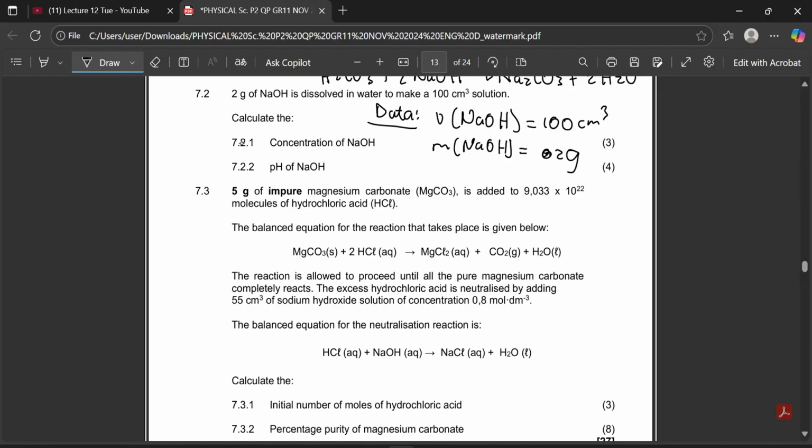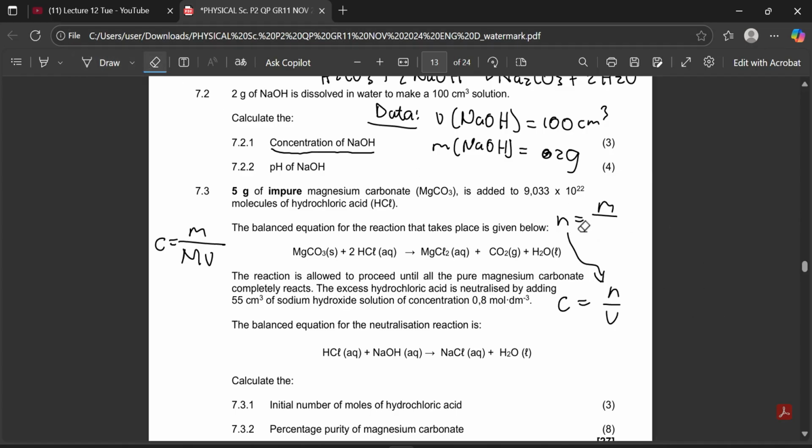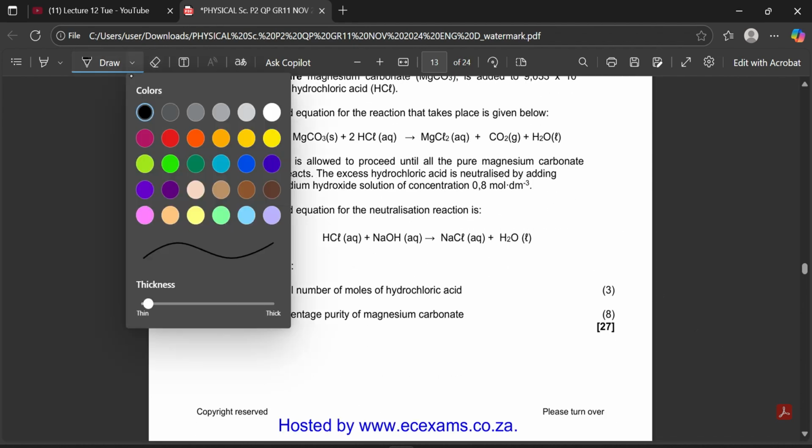Now, what's my goal? I need to first calculate the concentration of sodium hydroxide. Can I do that? Yes. I can use the equation C equals m over M times V. Or you could start by saying n equals m over M, getting a number of moles, and then substituting it into c equals n over v. It's just as correct, but it's a bit tedious on my side, so I prefer to use this equation. But whatever works for you, please use it.